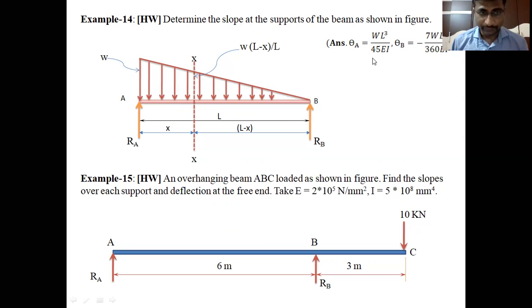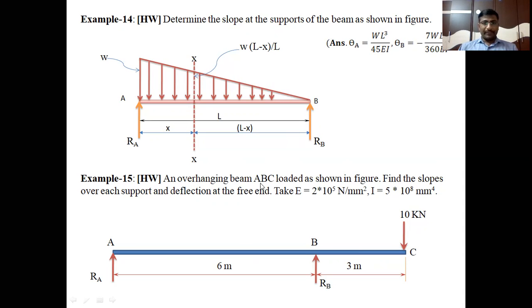Theta A, that is the slope at point A, is WL cube by 48 EI. Slope at point B, theta B, equal to minus 7 WL cube by 360 EI. These are the answers. Check your answers with these answers. And also take this example 5 as homework. It is an overhanging beam which is supported at points B and C. B to C is the overhanging portion.